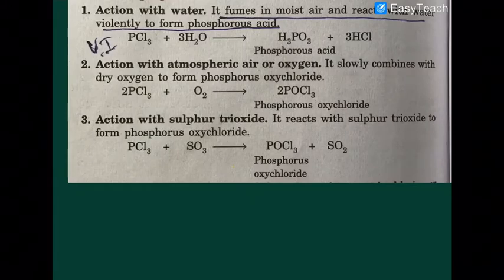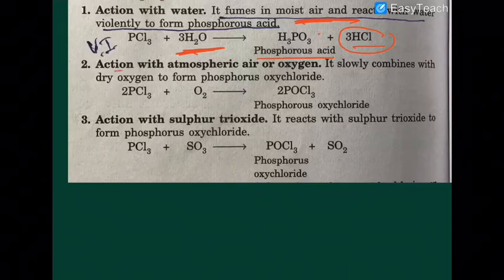Next is the action of water. I already discussed that it should be kept free from moisture, because in moist air a lot of water is there, and it will give you phosphorus acid and HCl, and the dense white fumes are due to the formation of HCl.